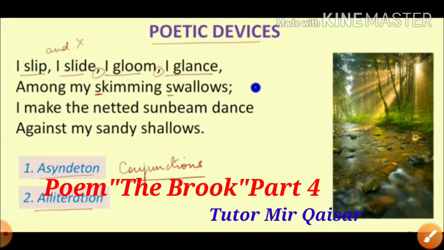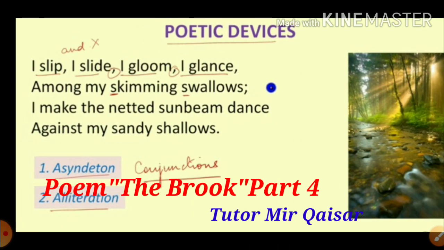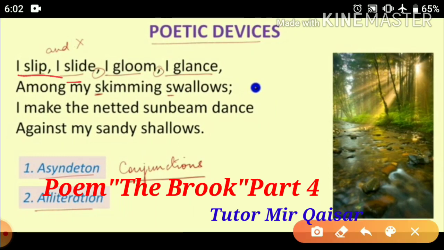Now let's see the poetic devices used in this stanza. The first poetic device used in this stanza is asyndeton. And asyndeton is a kind of poetic device in which no conjunctions are used. Here you can see I slip, I slide, I gloom, I glance. There are only commas in between these words, and no conjunction is used in between these words. This is called asyndeton.